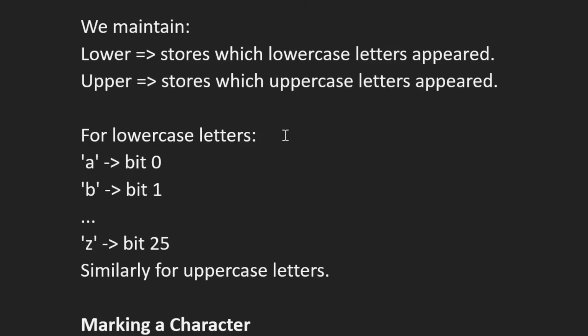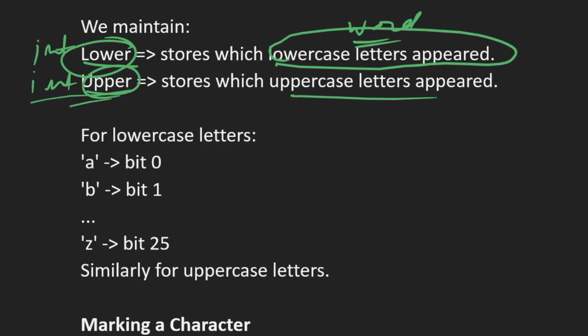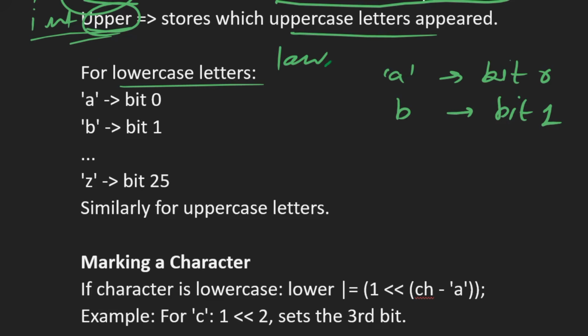In this, we basically maintain two integer variables, lower and upper. Lower will store which lowercase letters appeared in the word. Similarly, upper will store which uppercase letters appeared in the word. For lowercase letters, small a will be represented by bit number 0. Small b will be represented by bit 1 in the variable lower.